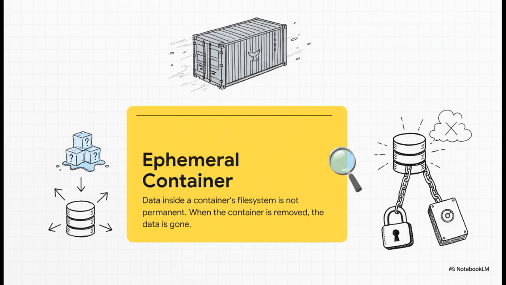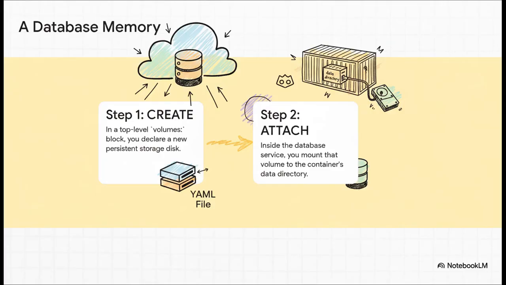This is obviously a huge problem. So how do we fix it? How do we give our database a permanent memory? Thankfully, the solution is super elegant. It's a feature called volumes, and it's a simple two-step process right inside our Compose file. First, at the very top level of the file, we just declare a named volume. You can think of this like creating a little virtual hard drive that exists completely outside our containers.